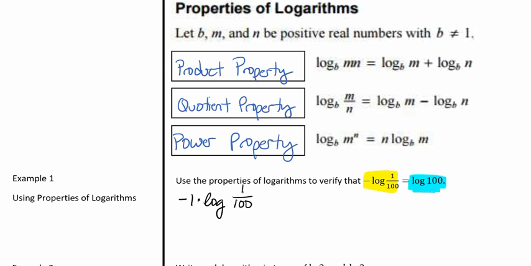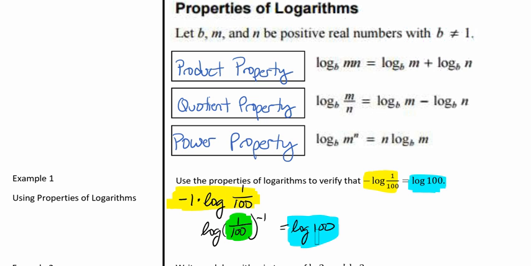The reason that's important is because really what this is saying is the log of 1 over 100 to the negative 1 power. Or rather, let's look at that a different way: 1 over 100 to the negative 1 power, which means that we're taking this fraction and using its reciprocal, right? That gives us the log of 100. And so we've taken our starting piece and verified that we were able to turn it into the log of 100.